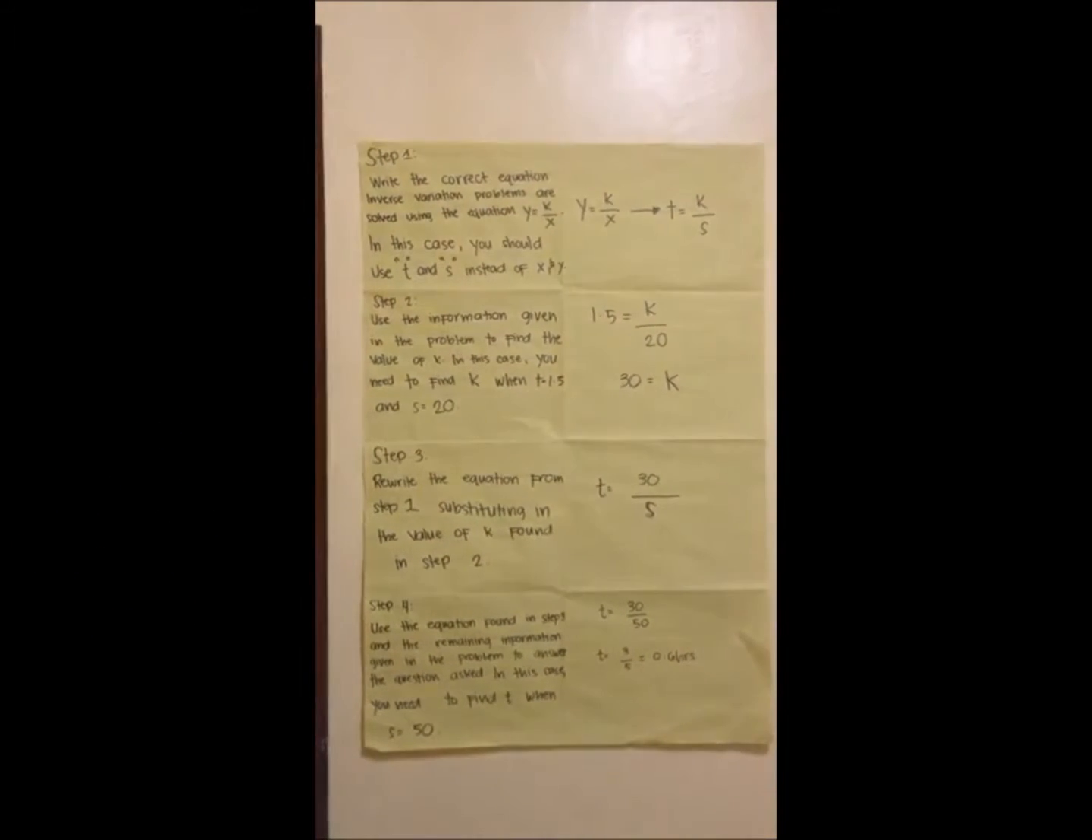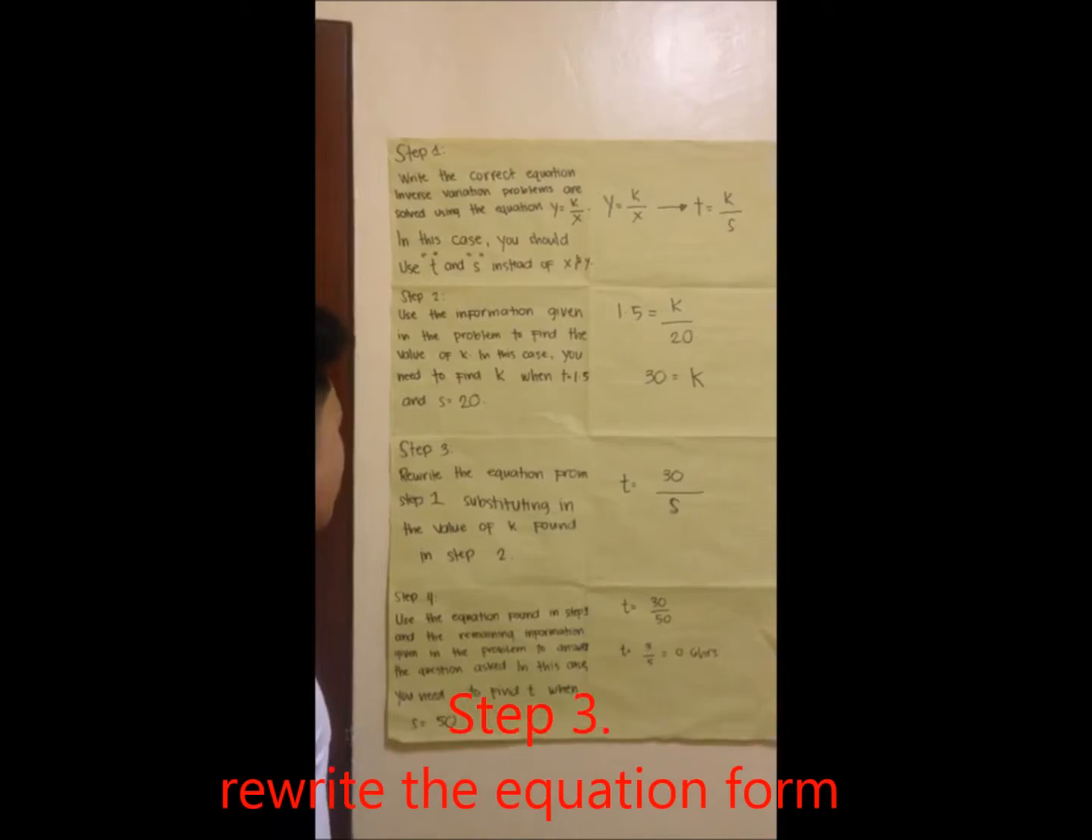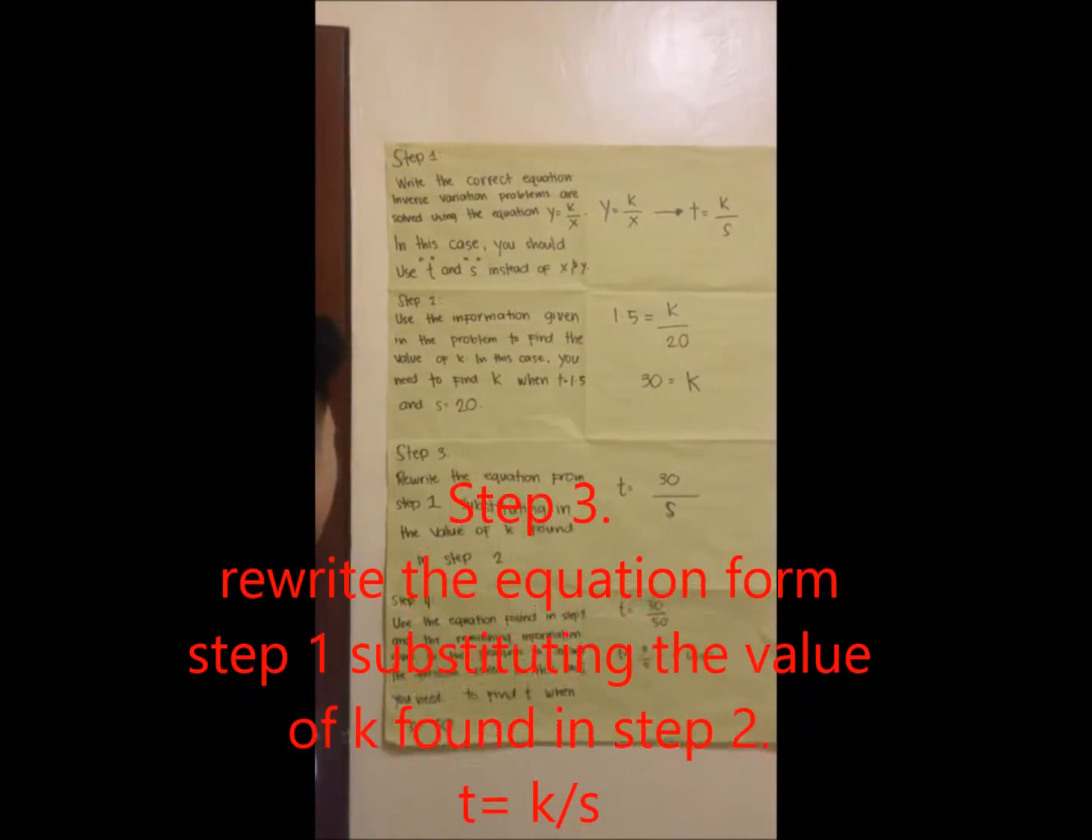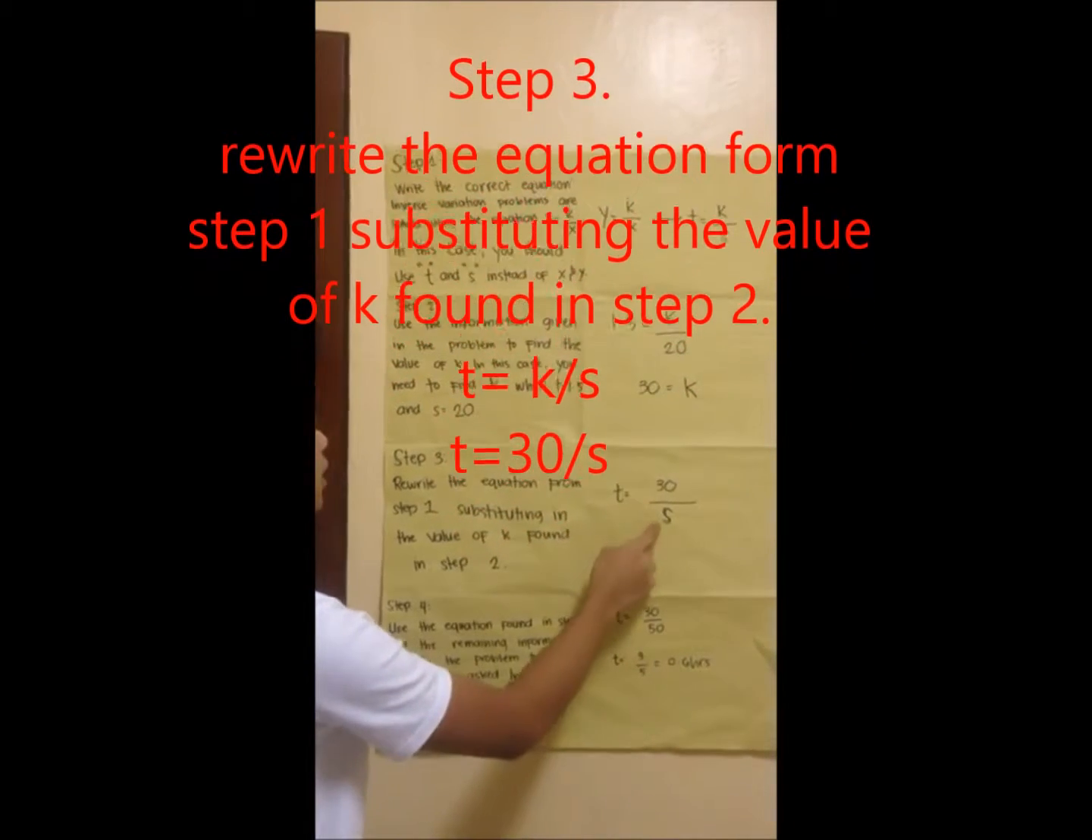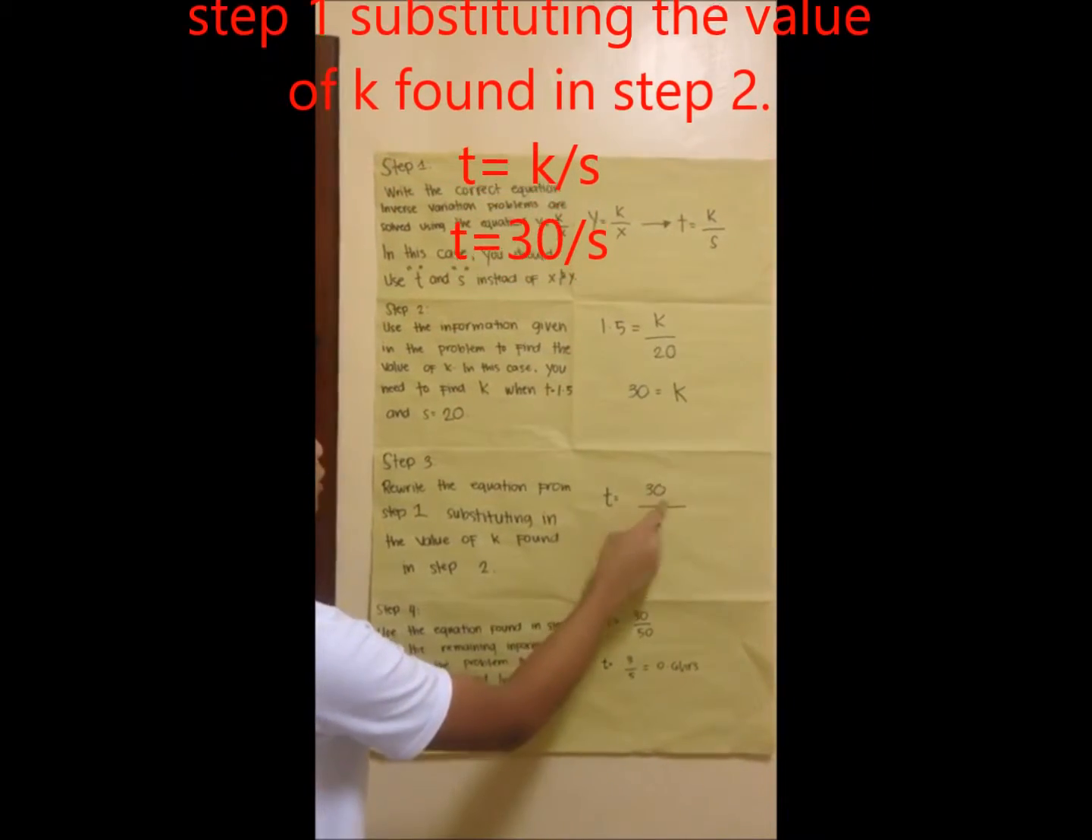Step 3. Rewrite the equation from step 1, substituting in the value of k found in step 2. So this would be it. t equals 30 over s.